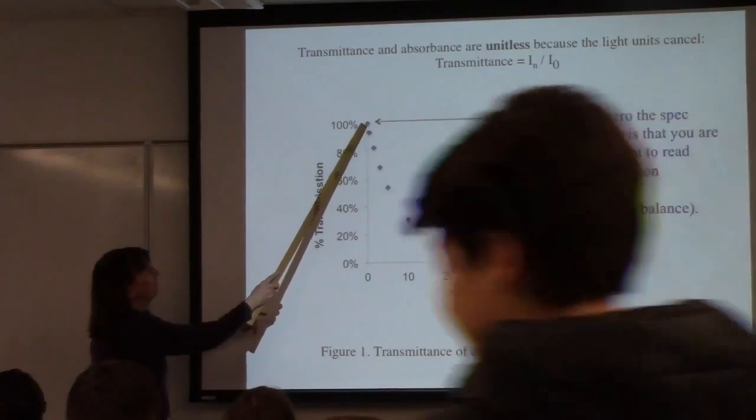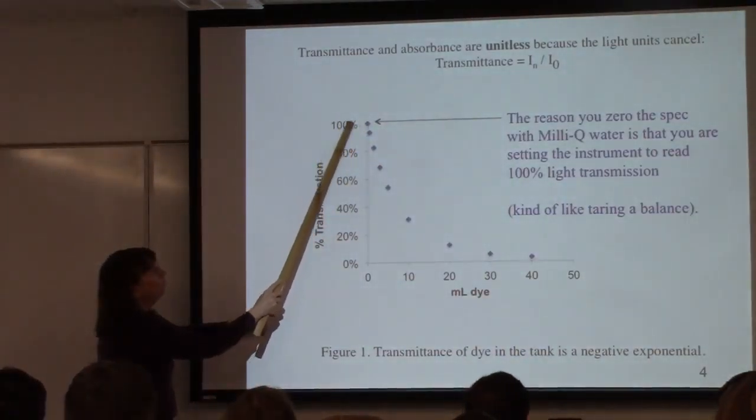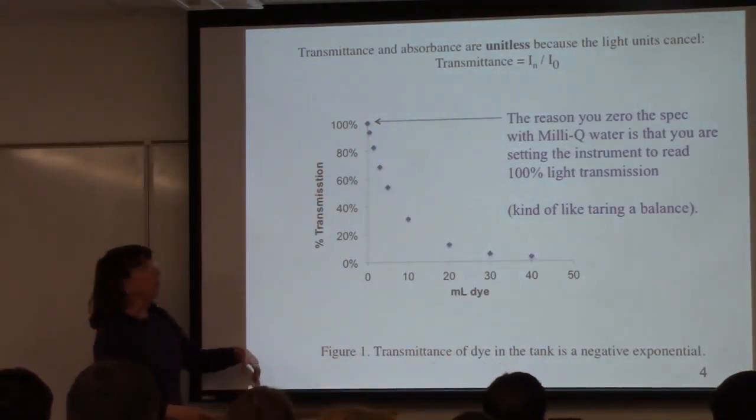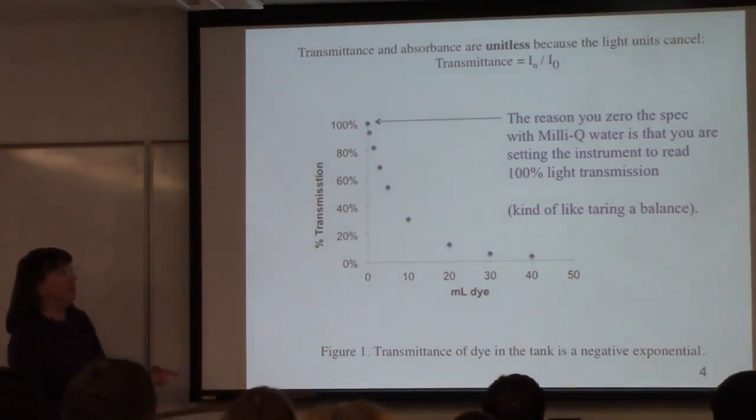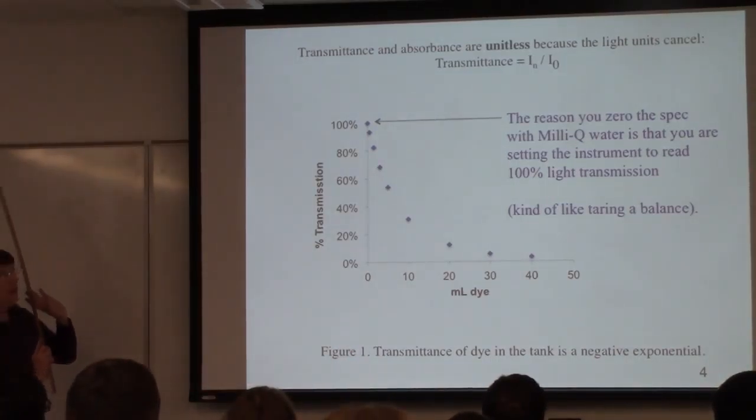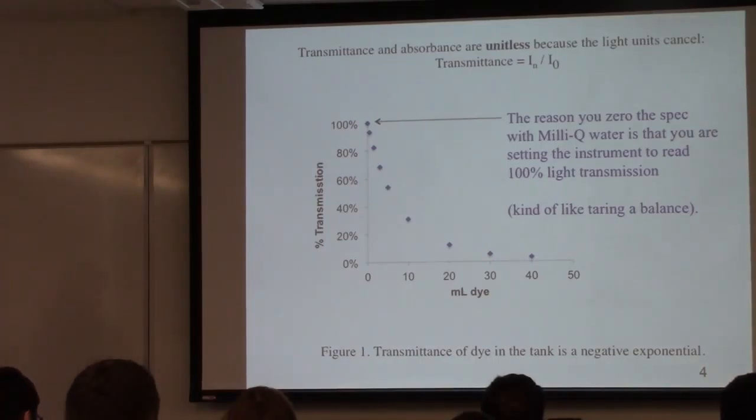And so you're forcing the instrument to say, with water, or it could be acetone or whatever, when you get this reading, that means 100% of the light is getting through for this situation.